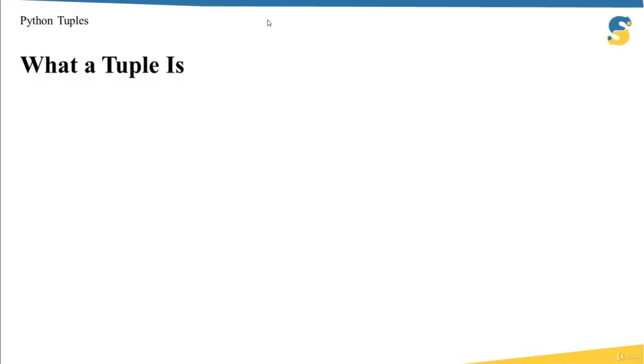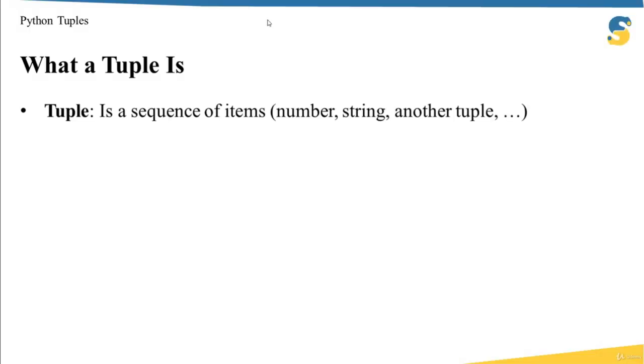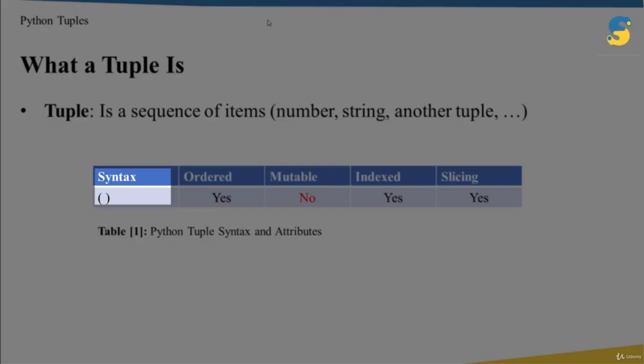Let me start by defining what a tuple is. Tuple is a sequence of items, and this item could be a number, a string, another tuple, a list, or any other supported object in Python. Let's see now the details of the tuple. First of all, the syntax. In order to define a tuple, you have to use parentheses, as you see here.